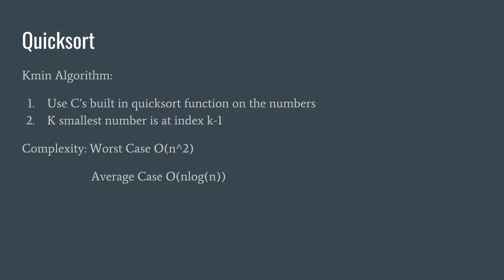The first algorithm we use is quicksort. To find kmin, we use C's built-in quicksort to order all of the numbers in an array. After the numbers are ordered, we know that the kth smallest number will be at index k-1. The worst case time complexity of this function is n squared, with an average case of n log n.